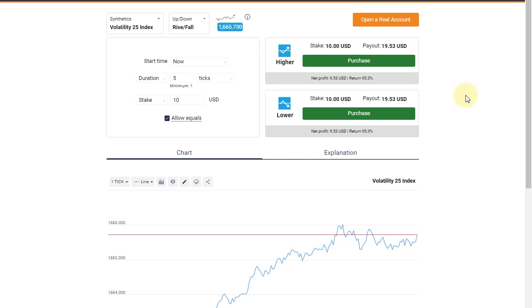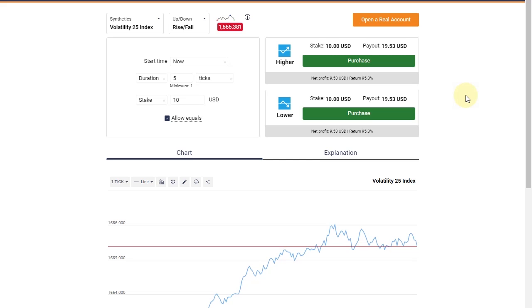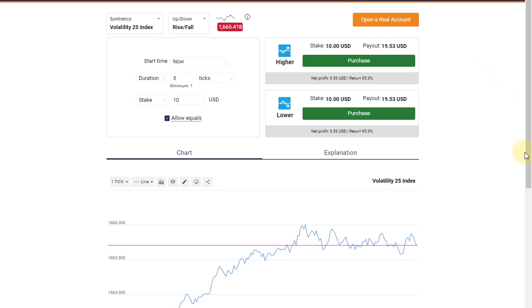Today we are going to look at a powerful particle strategy, and we use this only on 25 index market. So before going to the strategy, make sure to not over trade with this. Keep it below 5 trades per day. So let's see how to use this strategy.